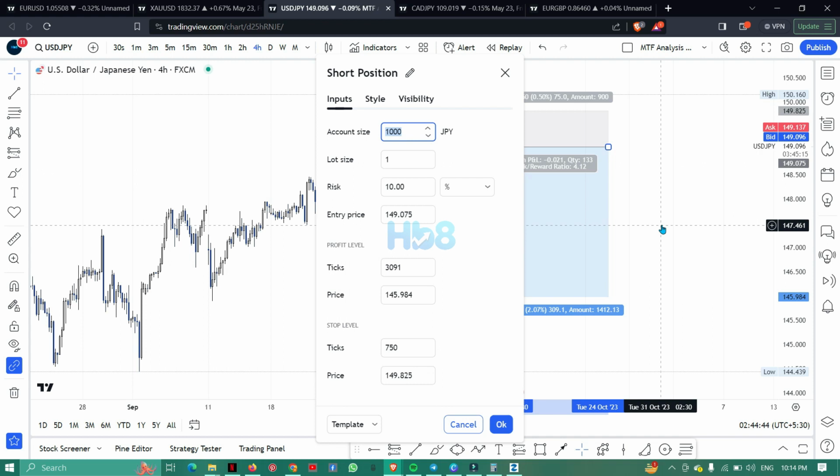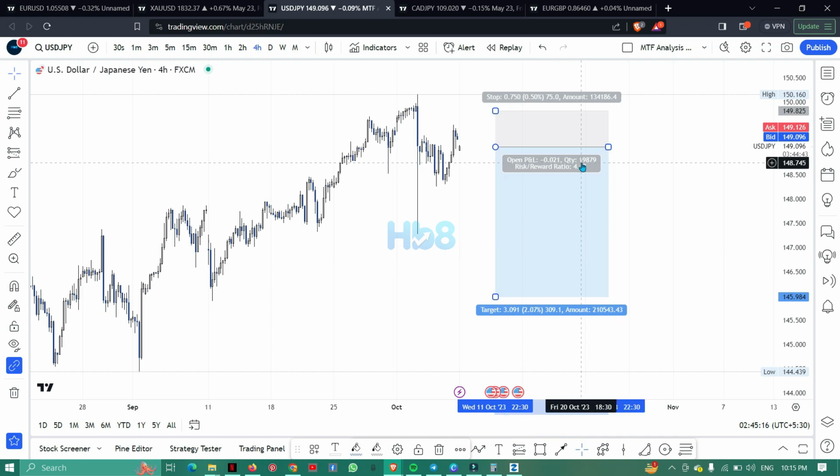So if 1 USD equals 149.096 JPY, then 1,000 would be what? 1,000 would be 149,096 Japanese yen. That is what we have, all right, in Japanese yen. Now, once you do that, just click on OK. Now, your quantity says 19879, okay?